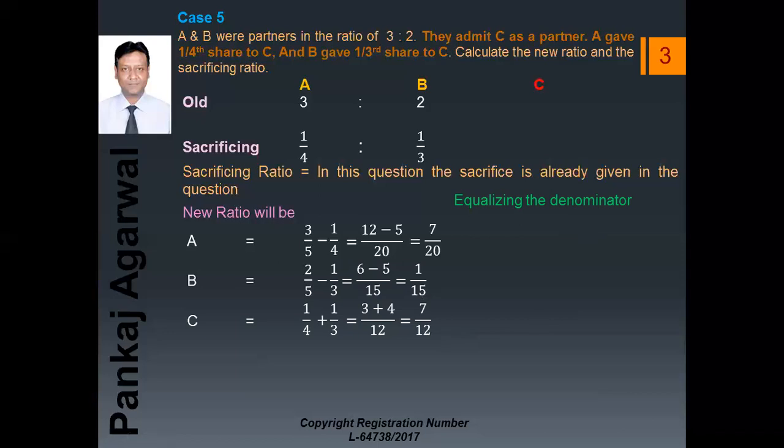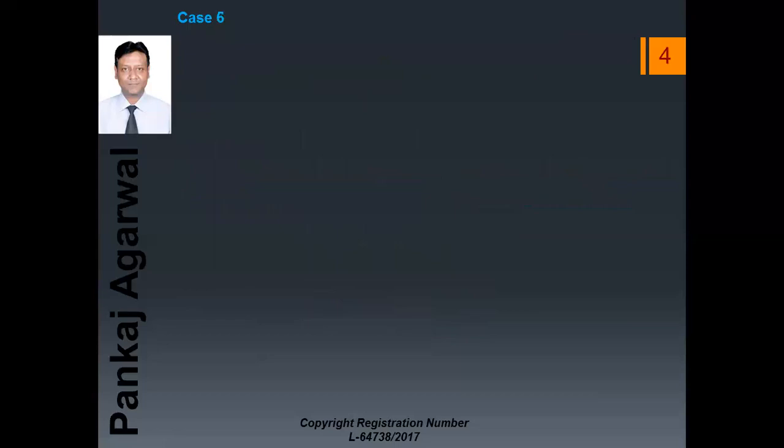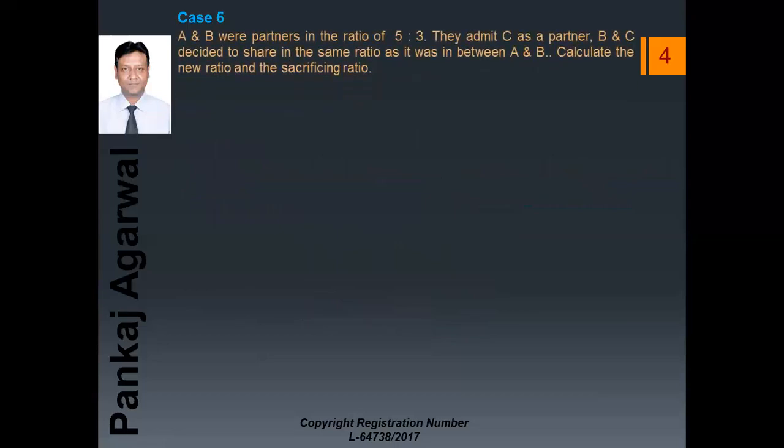So we will multiply this share by 3/3 and we will get 60. We multiply this by 4/4, we'll get 60. We'll multiply this by 5/5, we'll get 60. So the new ratio of A, B and C will be 21:4:35.